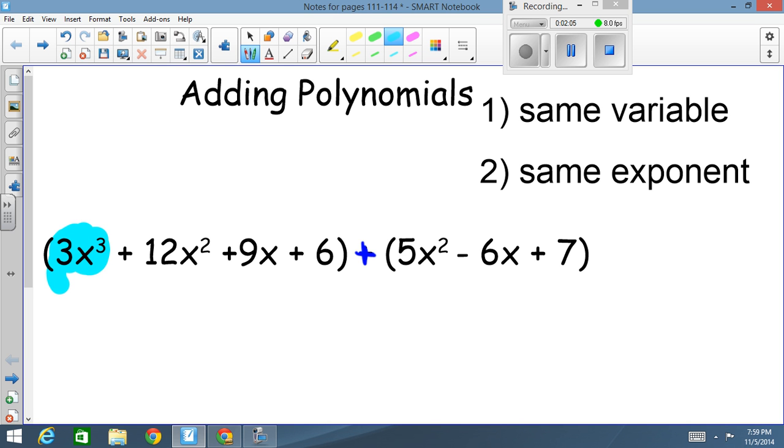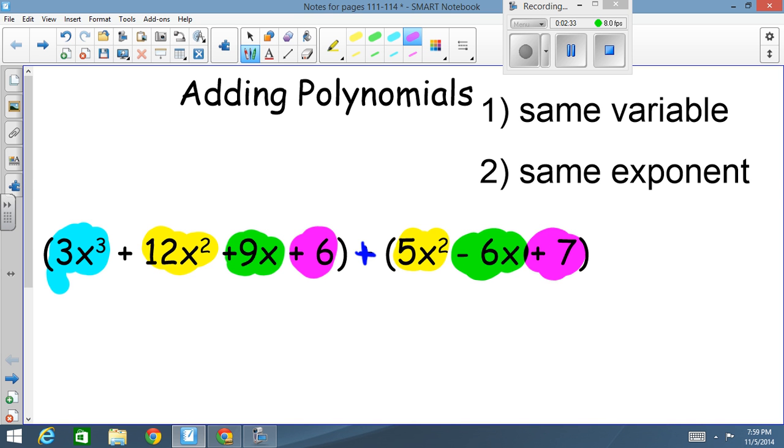So that term there has an x to the third. I look for any other x to the thirds. There are no other x to the third, so there's nothing for that 3x to the third to combine with. 12x squared and a 5x squared. Cool. We're going to be able to combine those. I have a 9x minus 6x here, and I have a positive 6 and a positive 7. Now the sign has to go with the term right after it, so make sure that you're very aware of the sign as well.